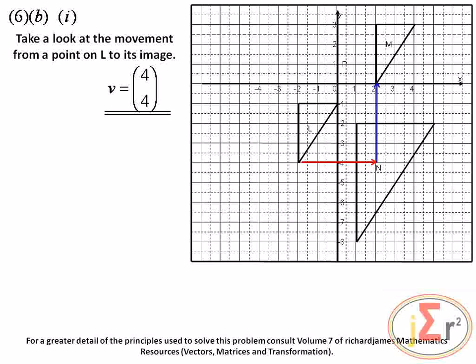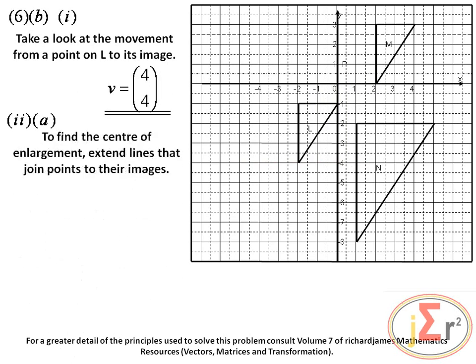L is mapped onto N by an enlargement, and we need to find G, the center of enlargement. To find the center of enlargement, extend the lines that join points to their images. So we are going to draw one like that. So we have this point to its image, and we extend that line all the way across there.